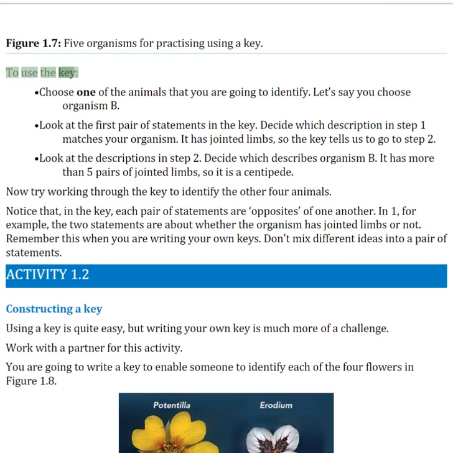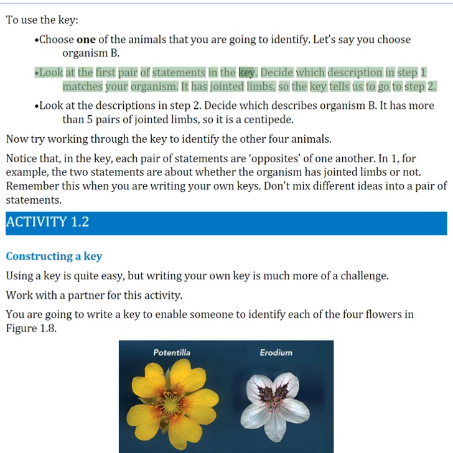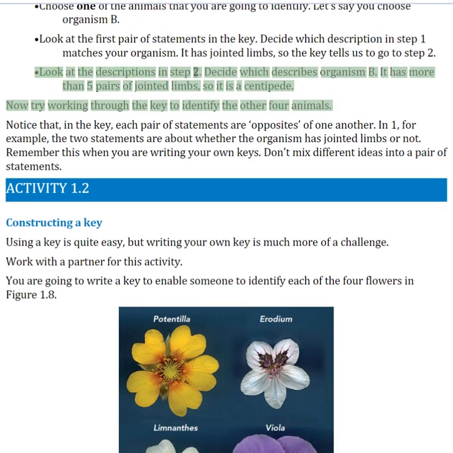To use the key, choose one of the animals that you are going to identify. Let's say you choose organism B. Look at the first pair of statements in the key. Decide which description in step 1 matches your organism. It has jointed limbs, so the key tells us to go to step 2. Look at the descriptions in step 2. Decide which describes organism B. It has more than 5 pairs of jointed limbs, so it is a centipede. Now try working through the key to identify the other 4 animals.